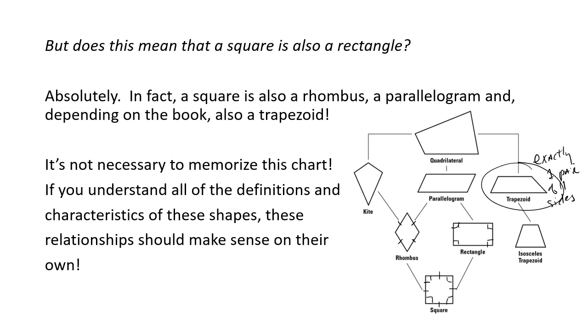It's not really important that you memorize this chart. It's probably not the best use of your mental effort. But if you understand what all of these definitions are and how all these shapes are defined, then it should make some degree of sense how they all fit together. The key is in not thinking about these as separate objects, but rather objects that overlap with each other. Once you come to terms with the idea that every square is a rectangle, but not every rectangle is a square, then making sense of this chart should be a little bit easier.